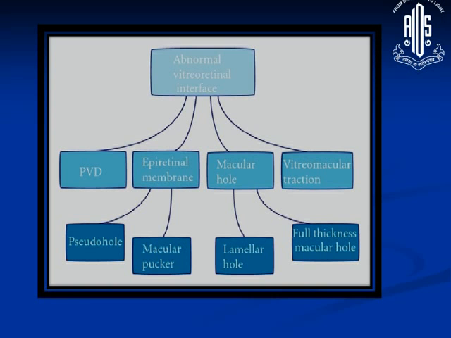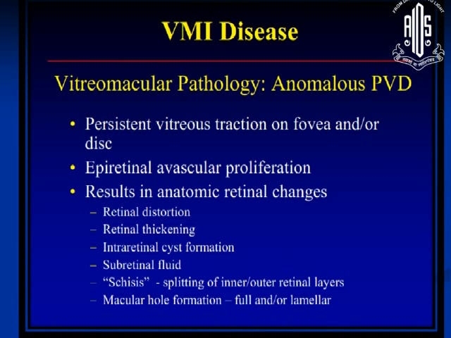As I told, the main culprit here in the abnormal interface is the anomalous PVD, or posterior vitreous attachment, which occurs because of the vitreomacular adhesion. The anomalous PVD leads to a spectrum of diseases ranging from a lamellar hole, macular pucker, full thickness macular hole, VMT and other things. So what is this anomalous PVD? This is a persistent vitreous traction on the fovea or on the disc that could be associated with epiretinal avascular proliferation. So what is the significance of knowing all these things?